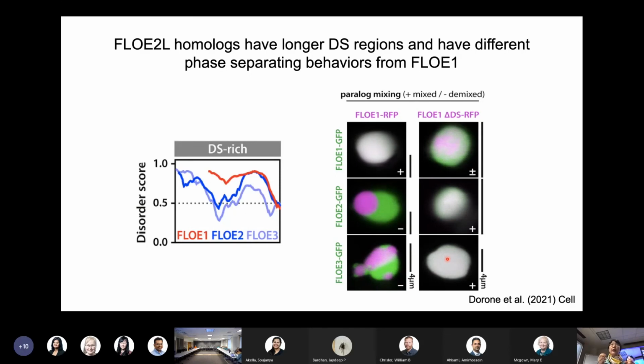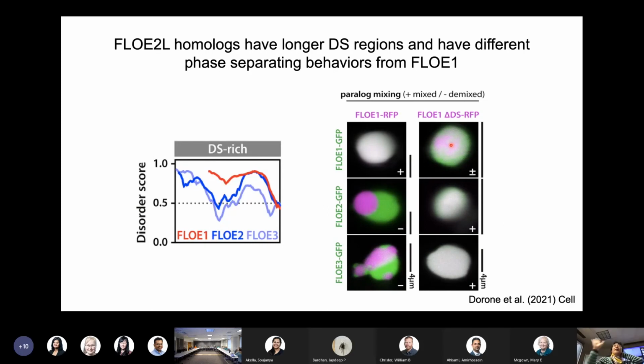And so then when you actually have this, they're kind of playing possibly opposite roles. And when you have this DS version of flow-1, flow-1 is no longer able to play that opposite role because it behaves like flow-2 and 3. And so maybe that's what the gain of function-like phenotype of the DS allele might be in germination.